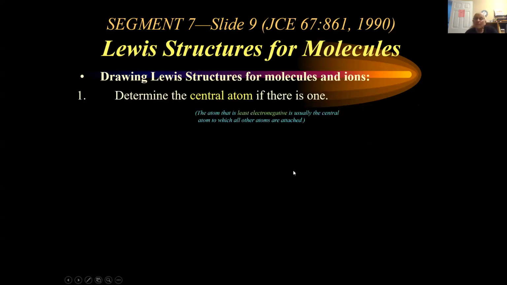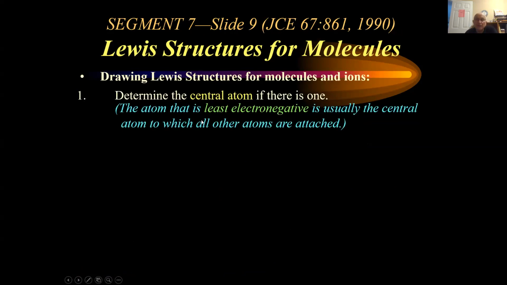Now, here's a bullet point method of going through how you would do it. First thing you're going to have to figure out is what is the central atom. And as I said, that's usually the least electronegative atom. Then all the others are attached to it.